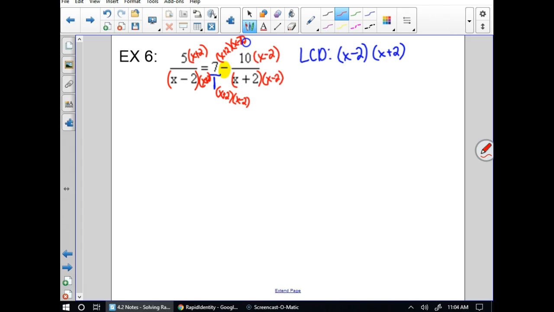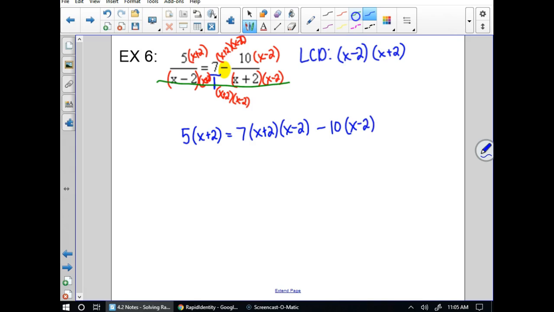Okay, now our denominators are all the same, so we can get rid of those. Be really careful right here. I do not suggest distributing first. I would write this all down. 5 times x plus 2. A lot of kids like to sort of skip ahead and distribute as they're doing that, and on some problems it's fine, but on one like this, especially when you have a minus, I would not suggest it. So you got 7 times x plus 2, x minus 2, minus 10 times x minus 2. If you don't write that, if you just distribute the 10, a lot of times you forget the negative goes with it.